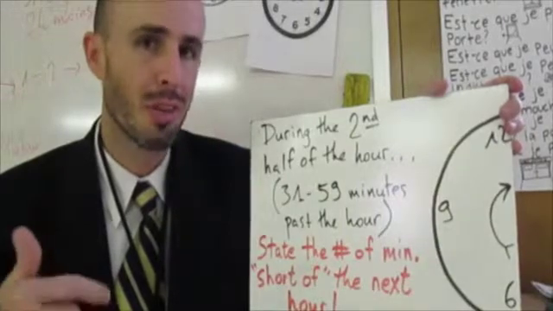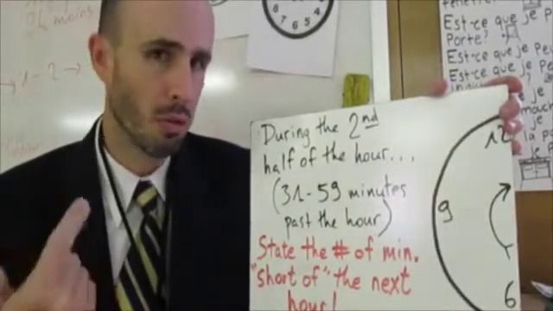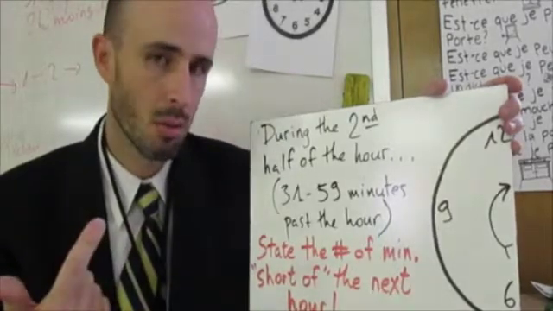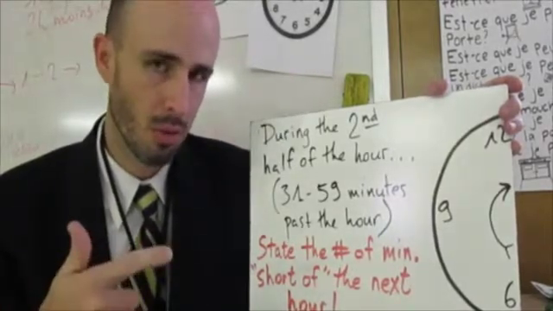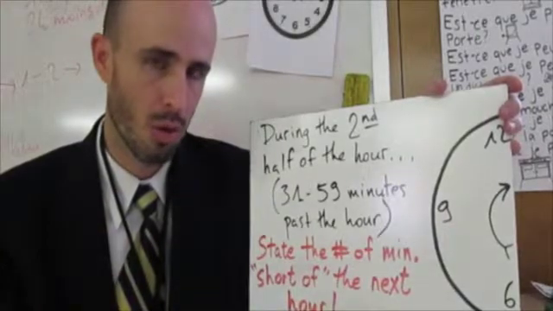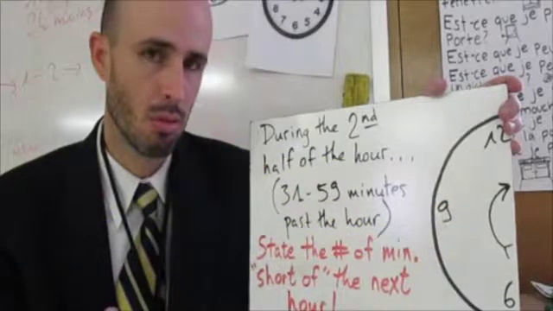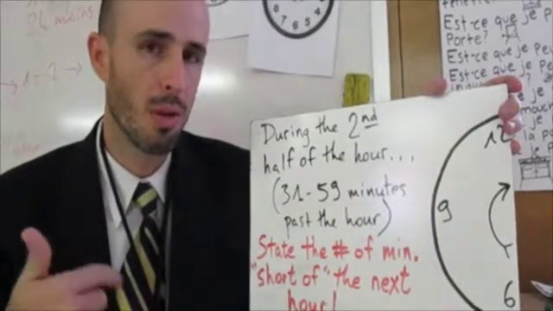Il est 9h50. But in the familiar system, again, you're 50 minutes past the hour. So you'd round up to 10, okay? And it's 50 minutes, so you're 10 short of the hour. So you'll say il est 10h moins 10. Okay? Il est 10h moins 10.